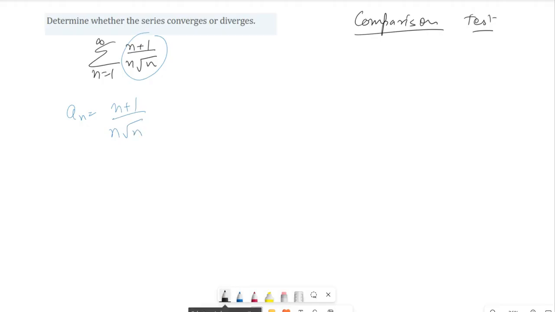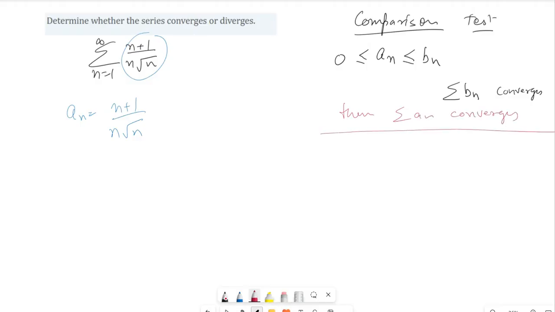So what is the comparison test here? It says if a_n is a positive term sequence and it is smaller than another term b_n, and if we know that sigma b_n converges, then the comparison test claims that sigma a_n also converges. So I like to explain it like this: b_n is a larger series. If the larger series converges, then the smaller series has to converge.